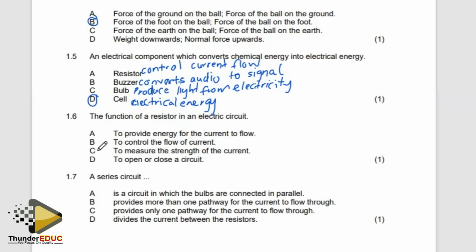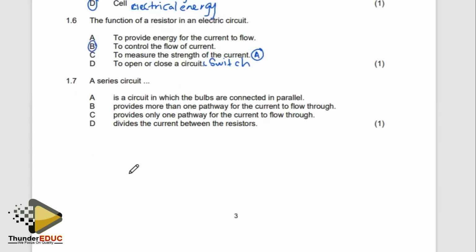Before we write, let's check all the answers. To measure the strength of current, which is wrong. To open and close a circuit, that is the purpose of a switch. The switch is the one that closes and opens a circuit, right? To measure the strength of current, this one is used with an ammeter, right? I'm just going to put a symbol, because that's the symbol for an ammeter, to measure the strength of current. This is a switch. So to control current flow, B becomes our answer for 1.6. Then we'll move on to 1.7.